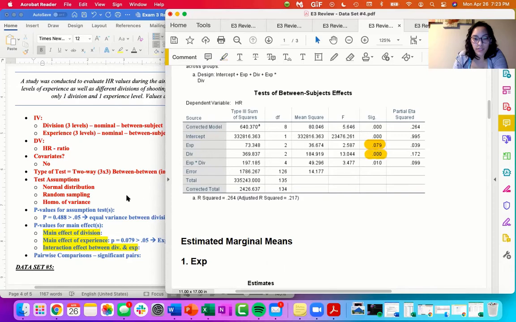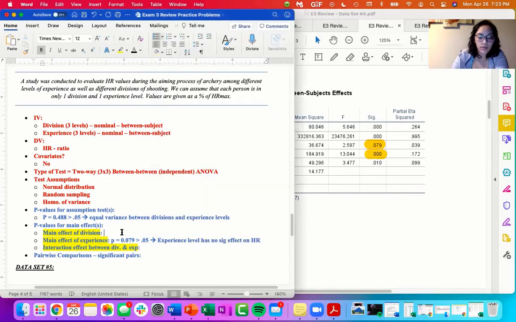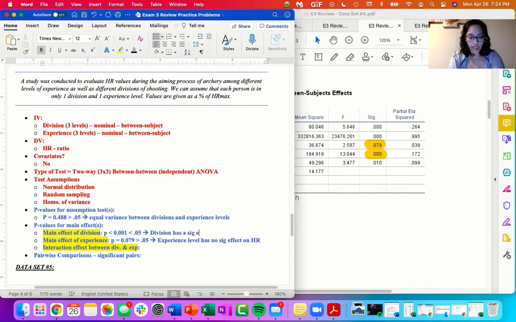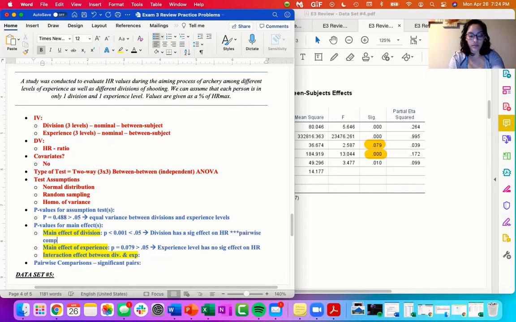Now we can look at division. We see a p-value less than 0.001. So that means what? That there's at least one significant difference between the divisions. Yep. So division has a big effect on heart rate. So far, we would want to look at pairwise comparisons for this one.